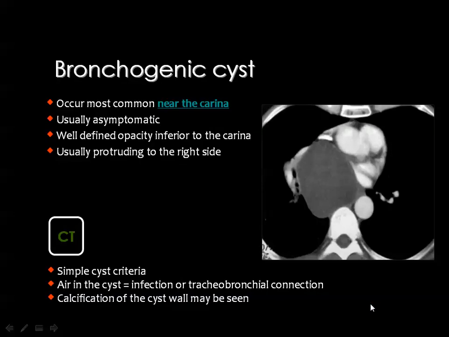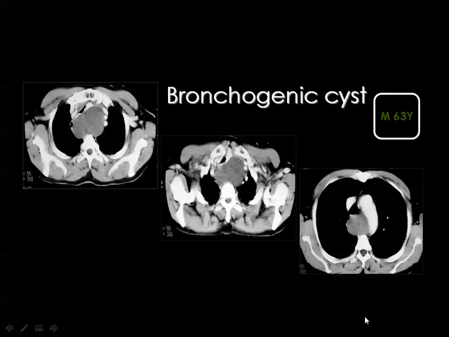Then we came to the bronchogenic cyst, which is the cyst of the middle mediastinum. This cyst commonly occurs near the tracheal bifurcation at the site of the carina. Most of these cysts are usually asymptomatic, and they contain clear water density, and may show internal septations. As you can see here, this cyst does not show internal septations.